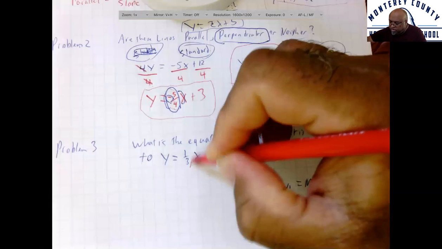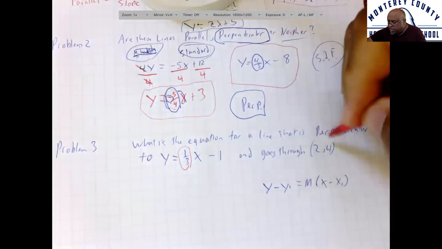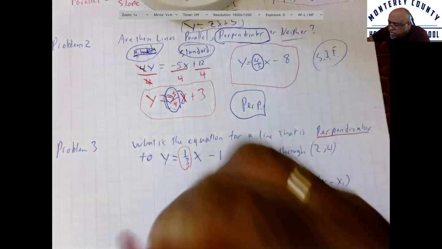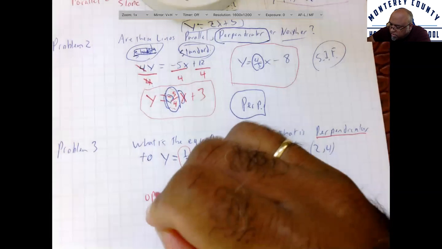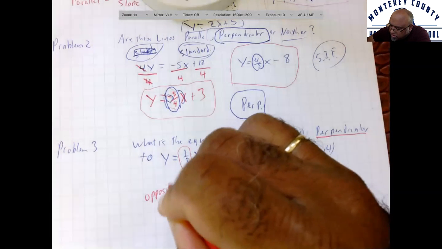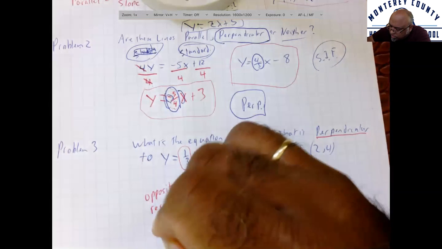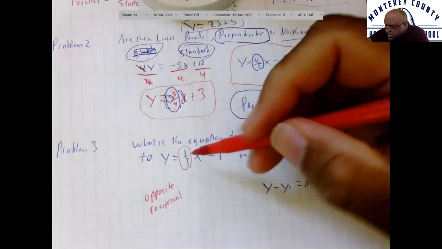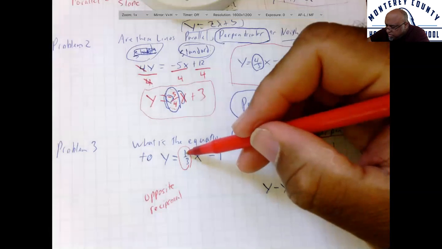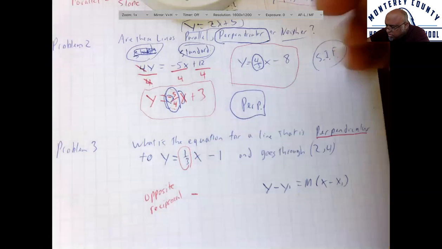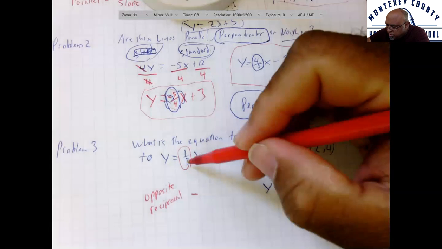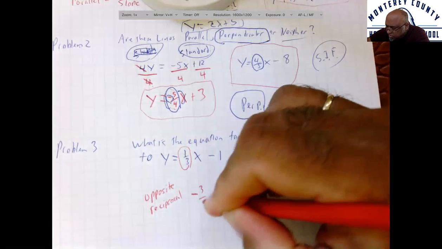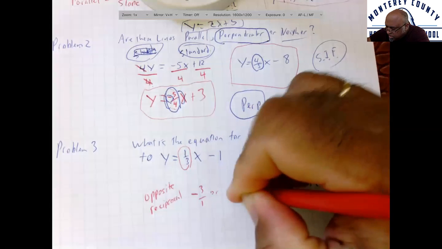The slope for this line is 1/3. We have a line that's perpendicular. The rules for perpendicular slope are, remember, opposite, reciprocal. Okay, so what is the opposite of 1/3? It would be negative 1/3. And what is the reciprocal of 1/3? That would be 3 over 1, or negative 3.